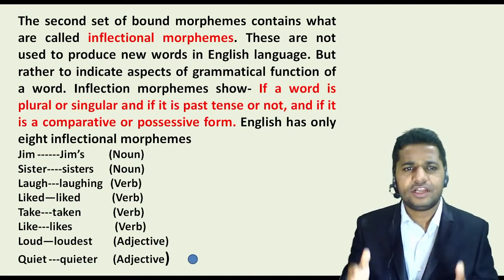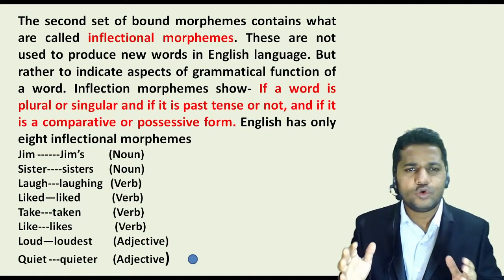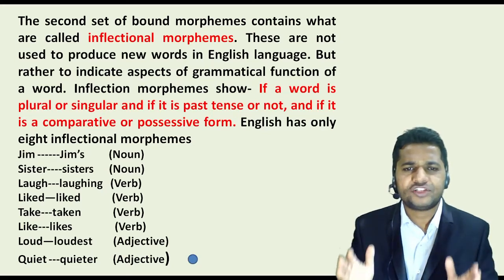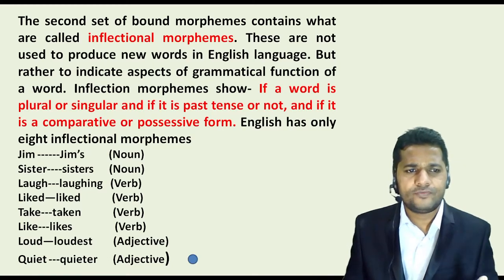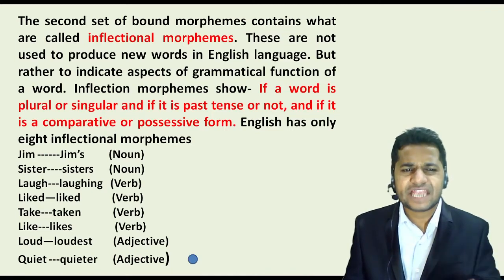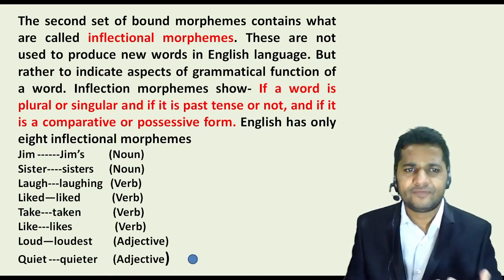But in inflectional morphemes, you cannot do that. They do not change the grammatical category of the word. Basically they are used to show if a word is plural or singular, or it's past tense or not, or is it a comparative or possessive form. So there are only 8 inflectional morphemes. They come under the category of suffixes, so they are inflectional suffixes. You can say inflectional morphemes.